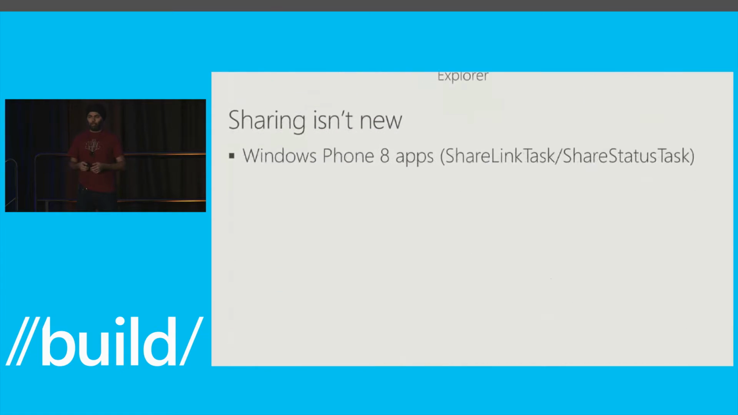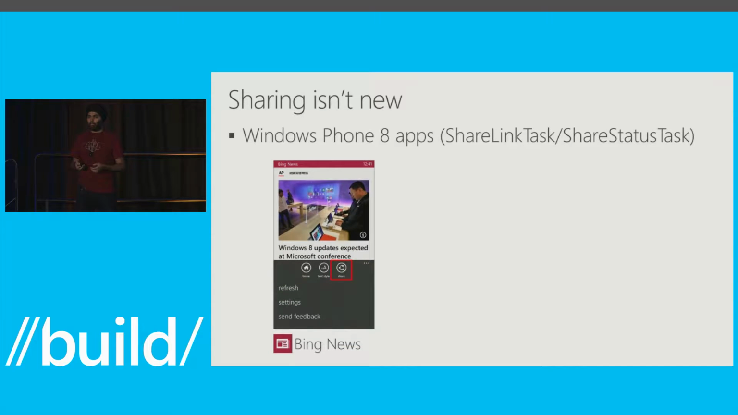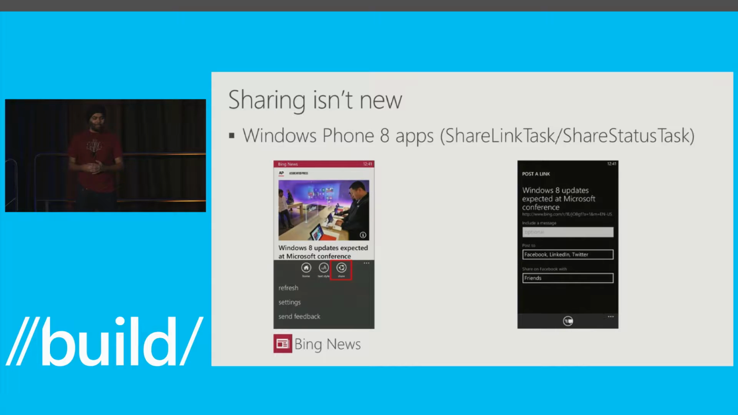For store apps on Windows Phone 8, we have a couple of APIs, share link task and share status task, which allow apps to share a line of text or a link. So here's an example of the Bing News app sharing a news article, which is slightly outdated. Yes, there's an update. I'm sure that's not breaking news.